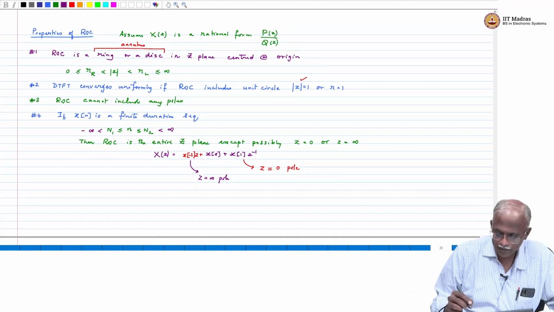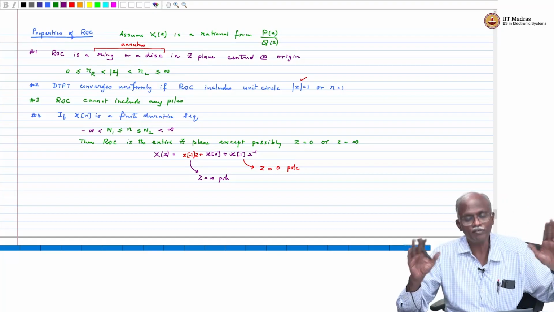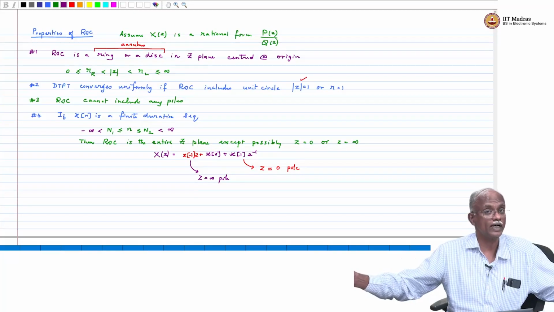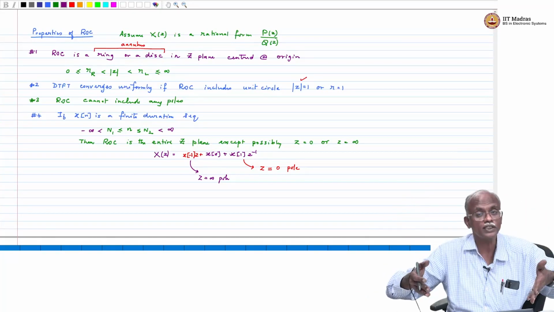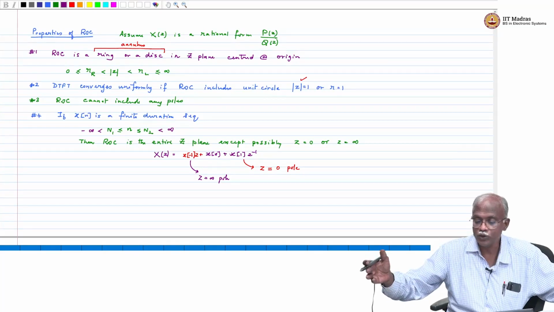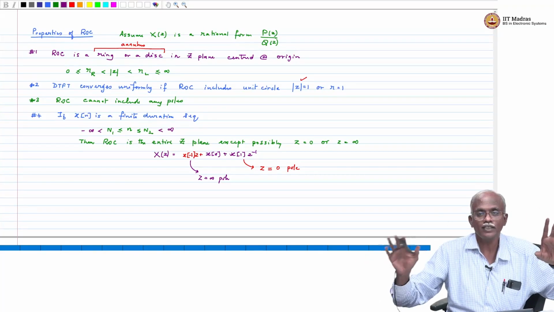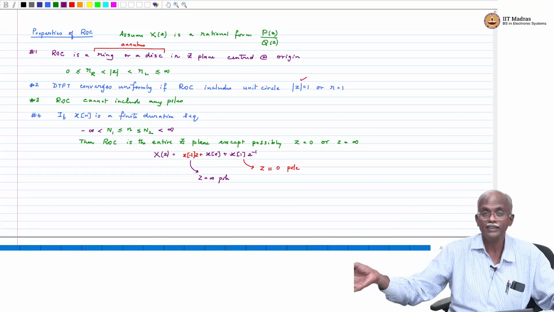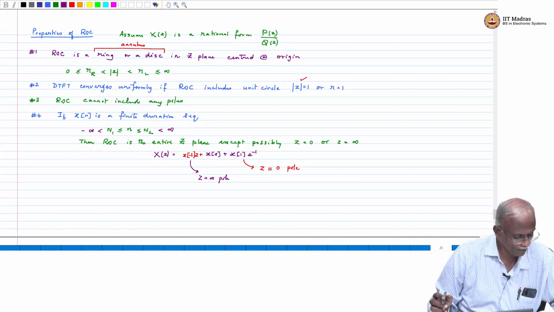So again, finite length sequences are the safest to work with, because the Z transform will always exist. The region of convergence is over the entire Z plane, the unit circle is included, and the DTFT exists. The only thing you have to worry about in a finite length sequence is whether Z equal to 0 or Z equal to infinity is included or excluded. We have to check that.